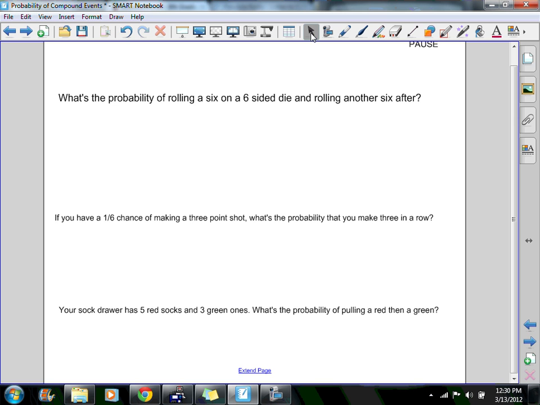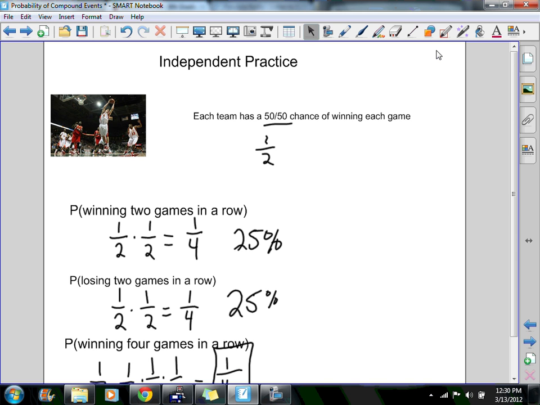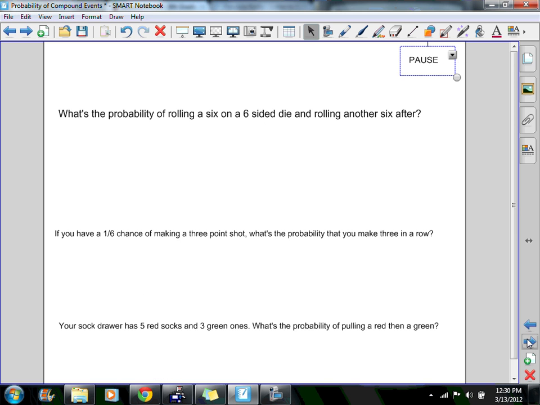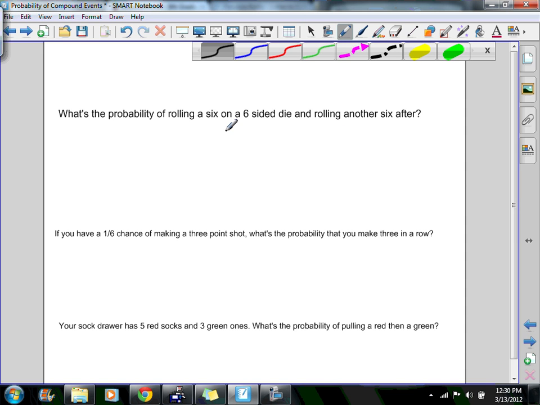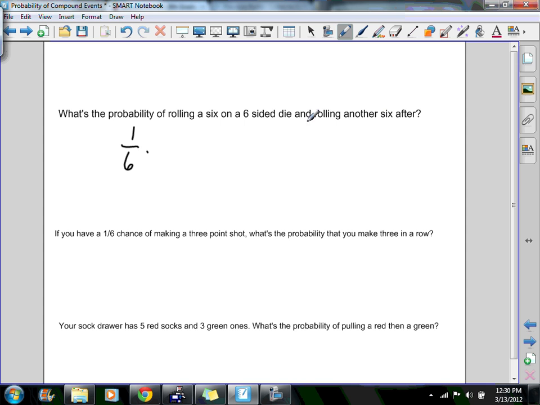Okay, so we're done. Let's give these a try here. So if rolling a 6 is a 1 out of 6 probability, rolling another 6 would be another 1 out of 6 probability because they don't depend on each other. So your answer here is 1 out of 36, or about 3-ish%.